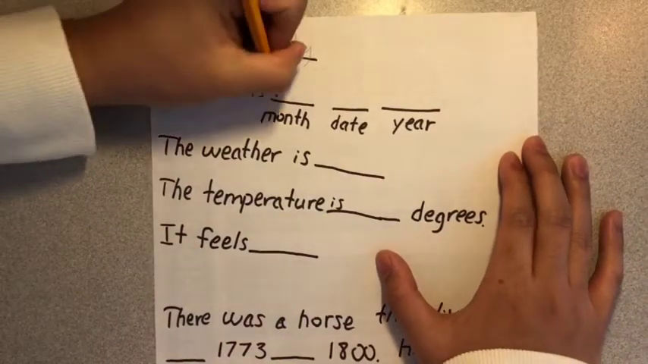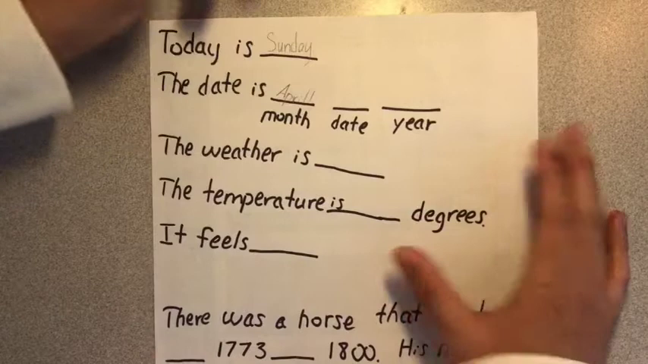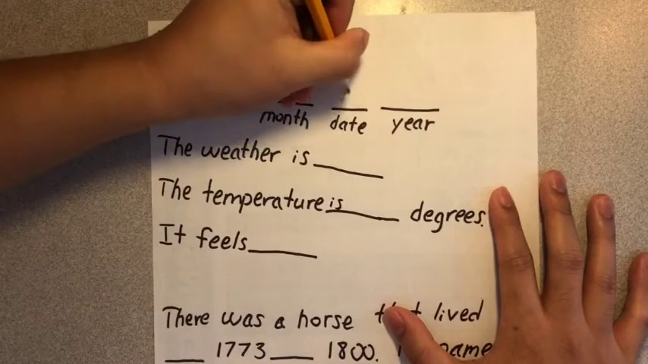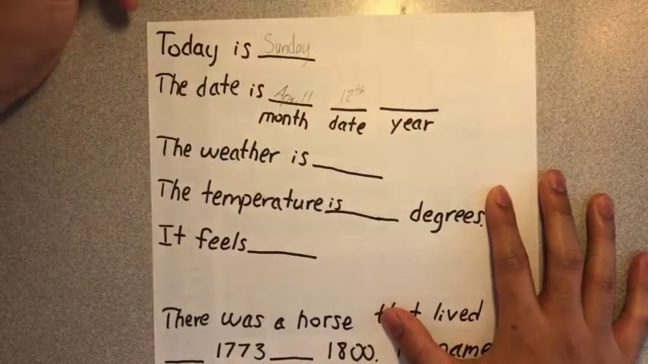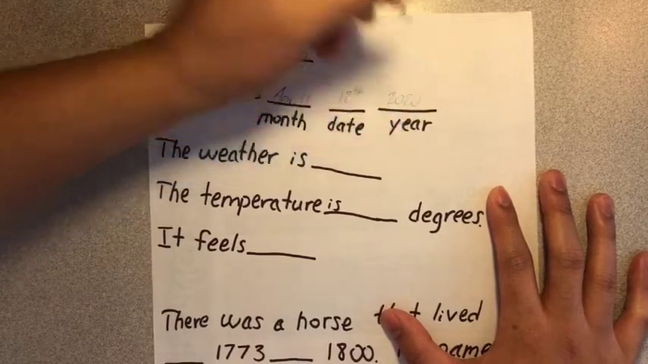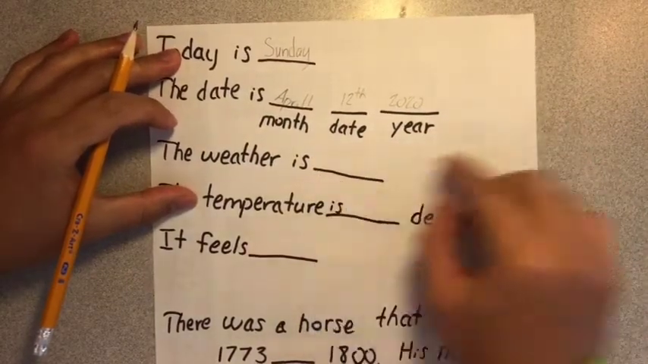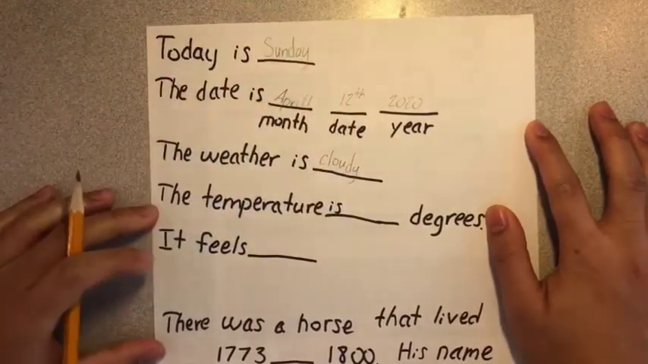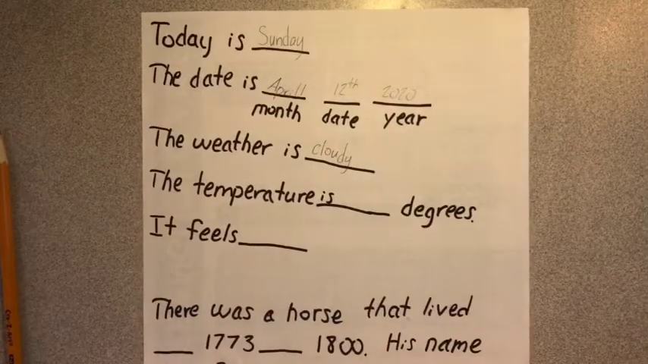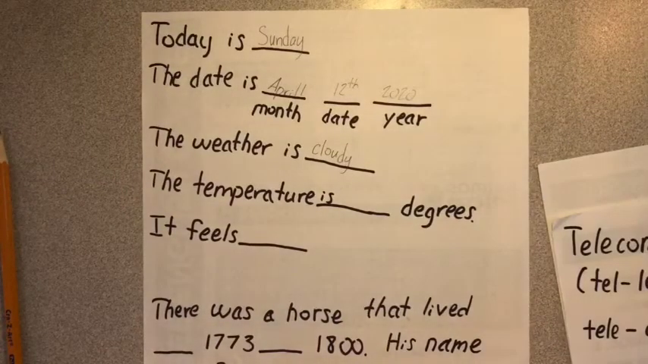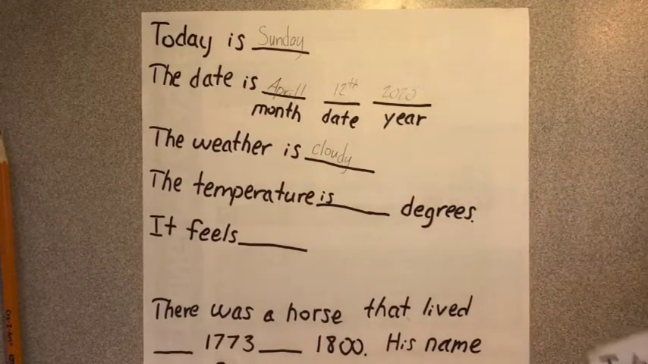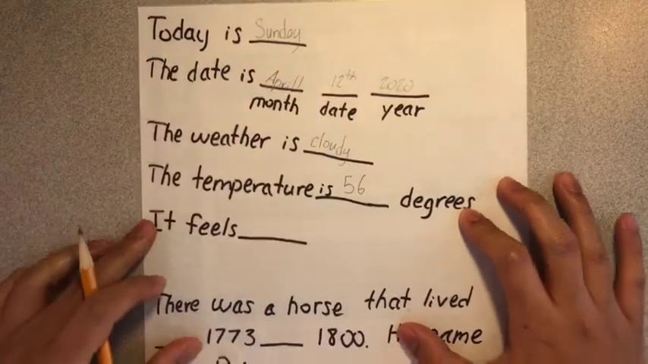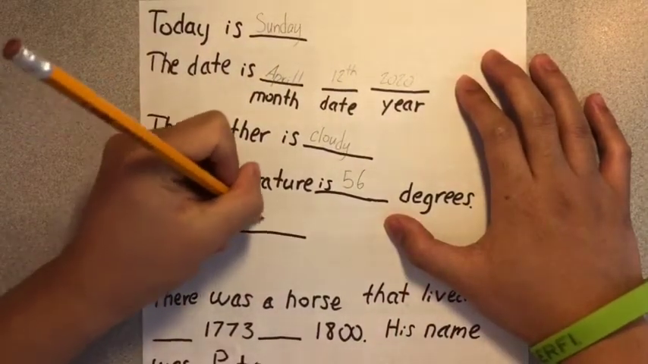The date is April. The month is April. The date is the 12th. And the year is 2020. The weather is cloudy. And the temperature is, I do not know. Hold on. The temperature is 56 degrees. It feels chilly.